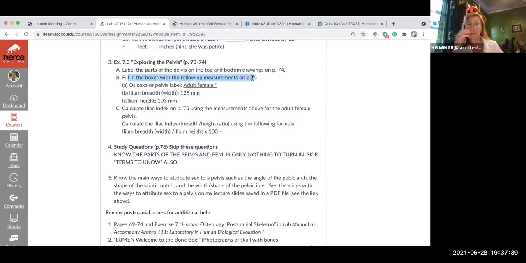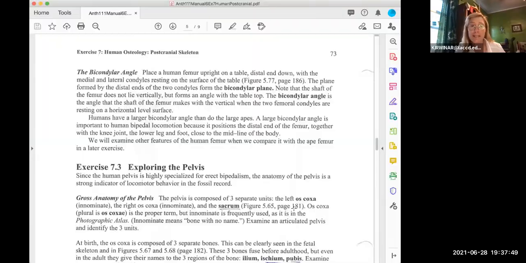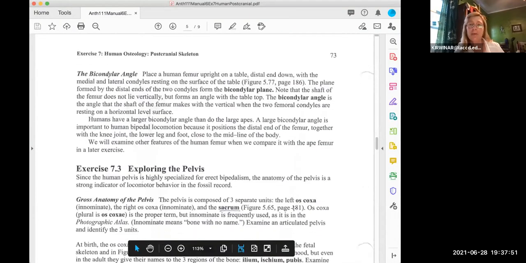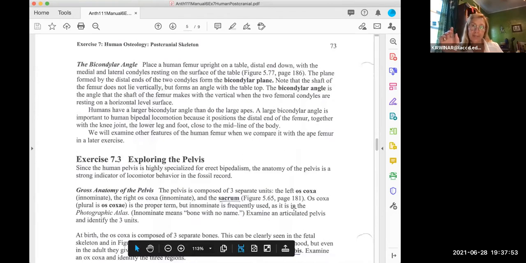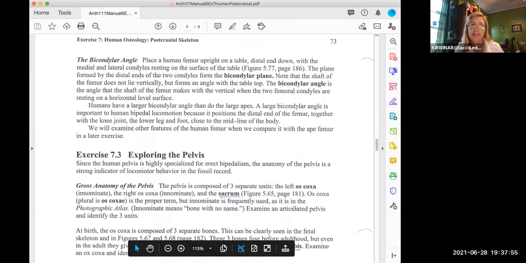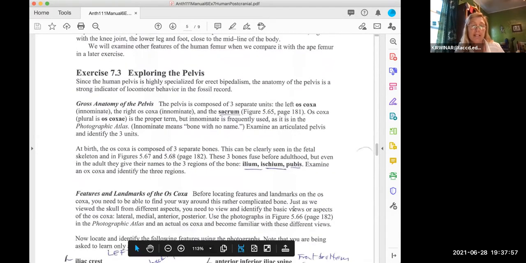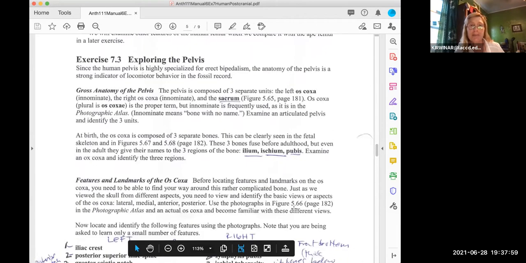So what's an ilium? What's happening here? So you're probably going, what's an ilium? So let's go figure out what an ilium is. So next I'm going to share screens, and I'm going to show you a PDF file of that page 73. So it's exercise 7.3, exploring the pelvis. So what do we got to do here?